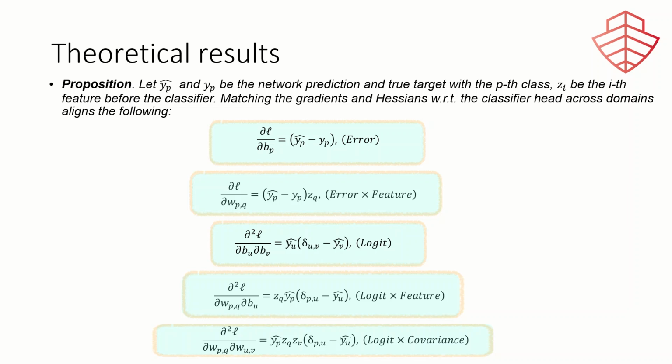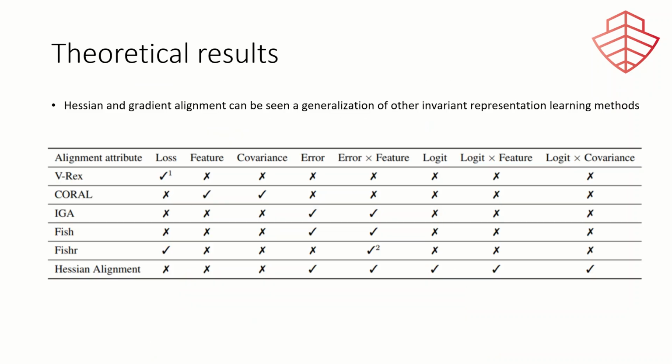Further, we show that aligning Hessians and gradients can align different attributes, as I mentioned, in terms of error weighted by features, logits weighted by features, and logits weighted by covariance. And each of these attributes, or similar ones, have already been proposed in other invariant representation learning techniques. These tables summarize these algorithms. As you can see, doing Hessian and gradient alignment simultaneously aligns different attributes in terms of covariance, features, logits, and error. And as a result, it is a generalization of other proposed techniques.